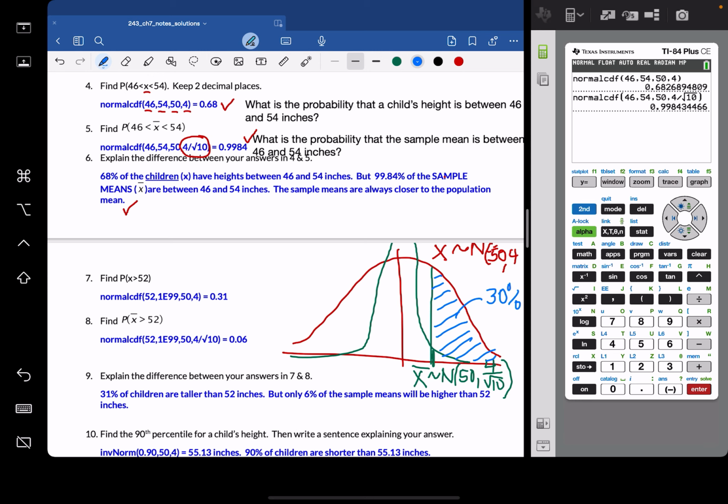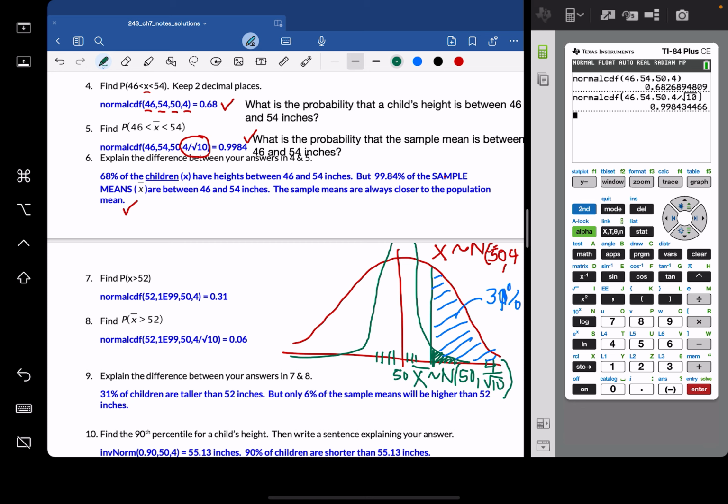Okay, 31%. And then when I go look at the green distribution and I say what's the likelihood that x bar will be bigger than 52, now I'll do this in green. That shaded area is just going to be a lot smaller. So it comes out to be 0.06. Chances are that the sample mean is going to be pretty close to 50. And so getting a sample mean higher than 52 just seems pretty unlikely, 6% chance.